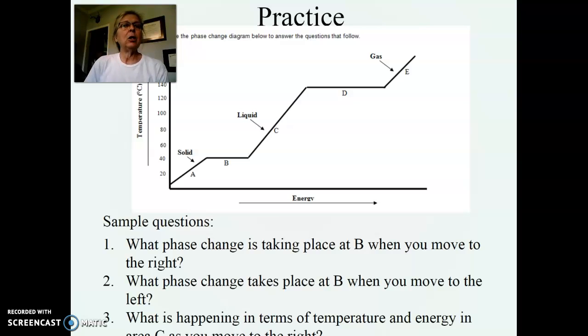Let's take a look at what is happening in terms of temperature and energy in area C. And I want you to look at area C as we move to the right. What is happening to temperature and energy as we move to the right? You might notice that this part of the heating curve is a straight line in the upward direction. That means it has a positive slope. That means both temperature and energy are increasing.